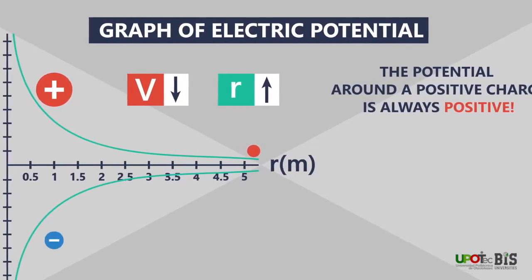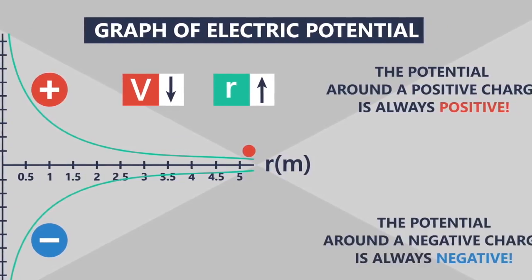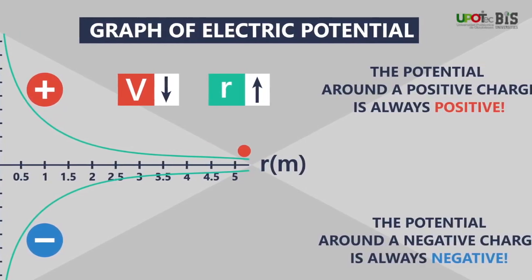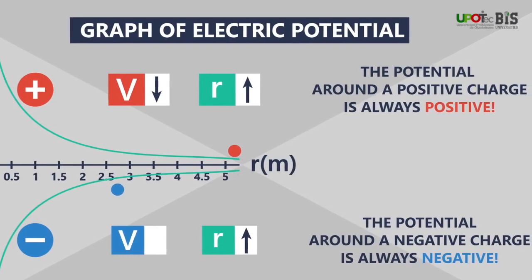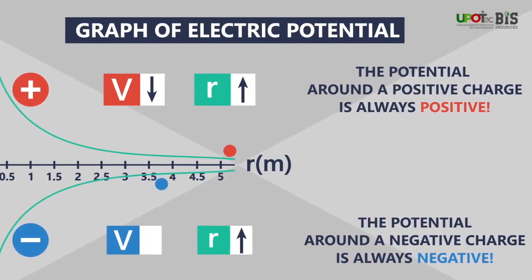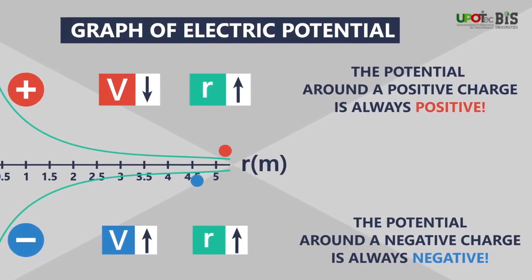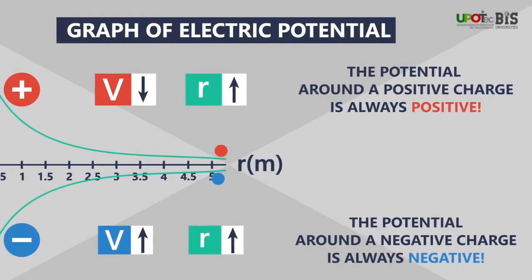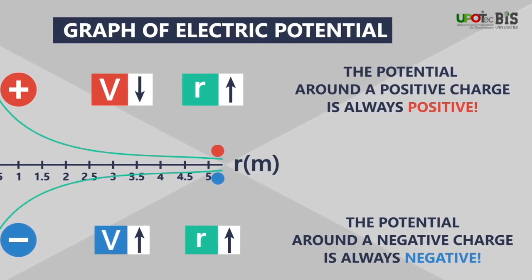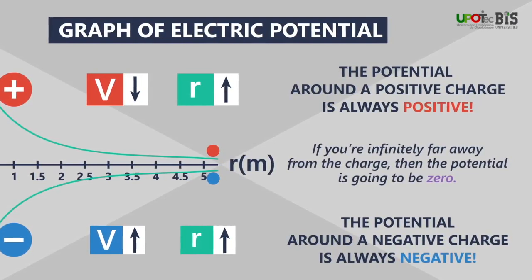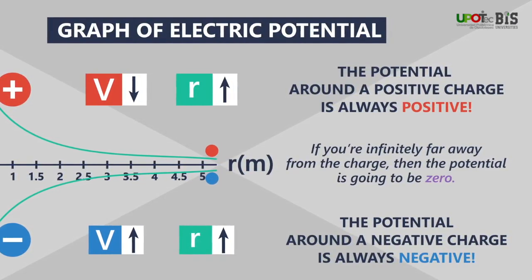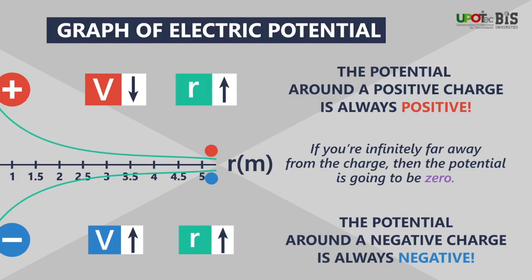On the other side, we have a negative charge and the potential around the negative charge is always negative. As you move away from the charge, as the distance from the charge increases, the potential becomes less negative and actually increases, also getting closer and closer to zero. Here we can notice that if you are infinitely far away from the charge, then the potential is going to be zero for both positive and negative charges.